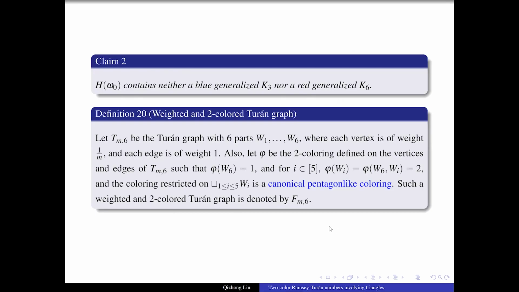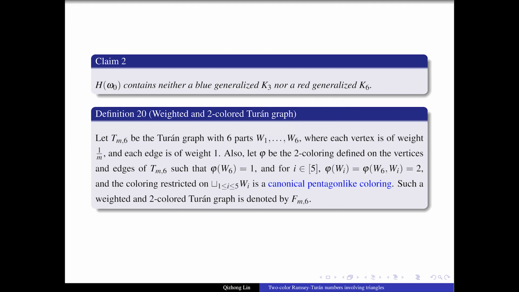Then we can see that the reduced graph H omega contains neither a blue generalized triangle nor a red generalized K6, since the generalized Balabas-Erdős graph doesn't. In order to show the weakly stable property, we have the following definition.